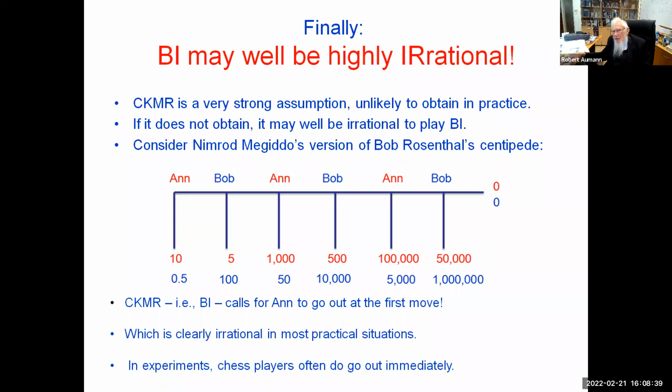But chess players playing against each other, master chess players, very often they go out immediately, even though they may be choosing to get $2 when they could have gotten $50. Okay, they go out immediately. So there's an interesting thing there.